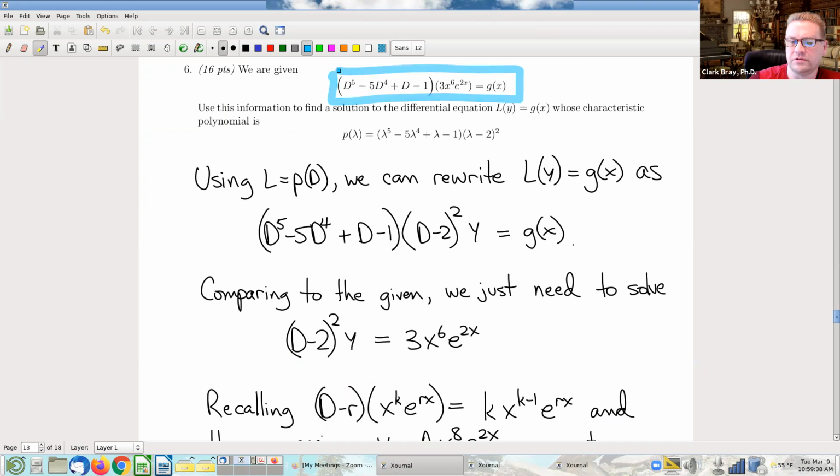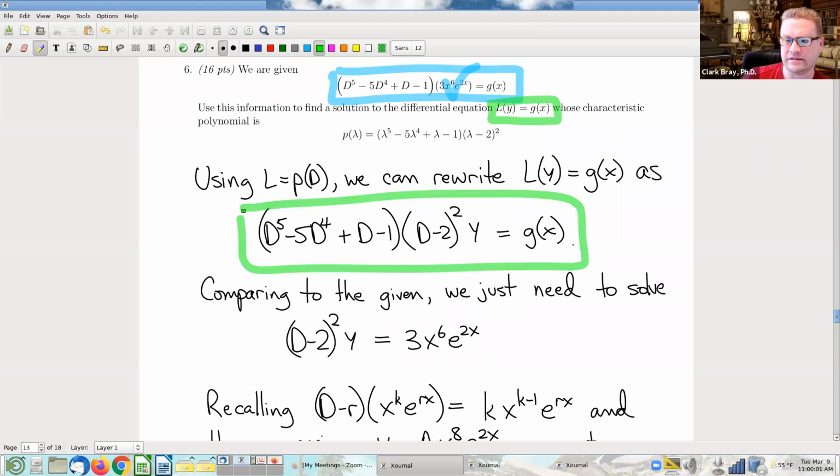We have a solution to this differential equation, right? And then the question is, how would I find a solution to this other differential equation? I want L of y equals g of x, but now L has this characteristic polynomial here. So let me rewrite L of y equals g of x like this. There it is, right? And so I want to know, what solves that equation.